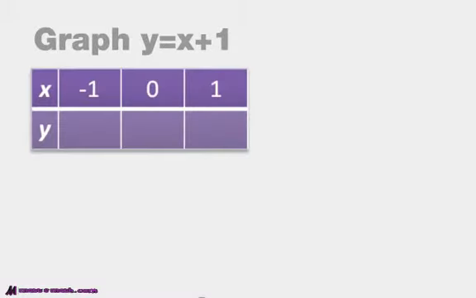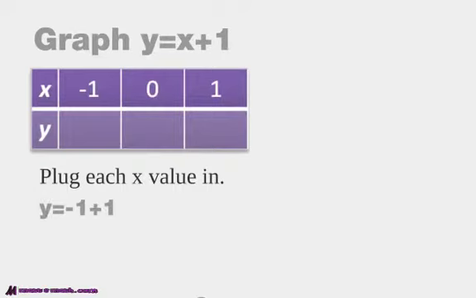Well, these are the 3 x values I'd like you to plug in. Plug in -1, see what spits out. Plug in 0 and 1 and see what spits out. Those now are your 3 ordered pairs that you will use to graph your equation. All right, so we're going to plug in each value for x. So plug in -1, you get 0. And we put in there, put in 0.